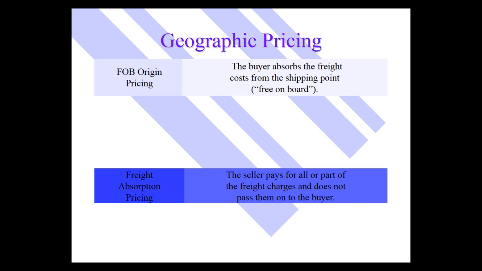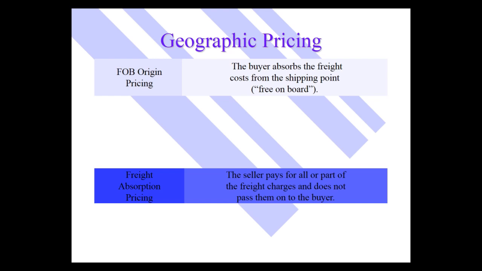FOB origin pricing, the buyer absorbs the freight cost from the shipping point. So this is often called FOB origin or FOB manufacturer. Freight absorption pricing, the seller pays for all or part of the freight. So with FOB origin or FOB manufacturer, the buyer absorbs the freight. So the title changes hands right there at the origin. Freight absorption costing, the seller pays for all or part of the freight.